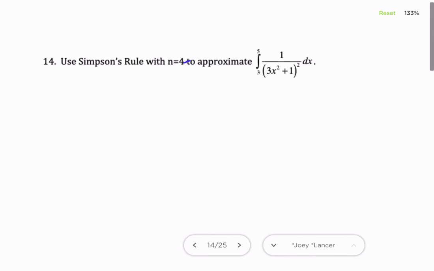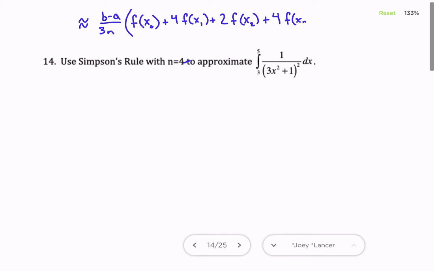And remember, Simpson's rule is going to be b minus a over 3n times, all right, the first y value, and then it's going to be 4 times the second y value, and then it's going to switch to 2 times the next y value, and then it'll go back to 4, and that'll keep alternating, 4, 2, 4, 2, until you get to the very end, and you have to end with a 4. And then the very last one is just going to be 1 of the last x value. Okay?